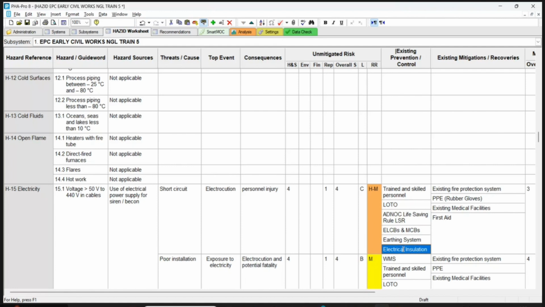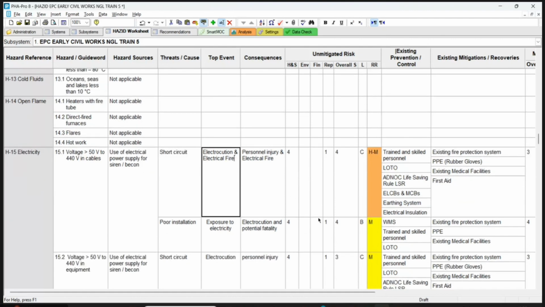Short circuit and consequence fire should be considered, right? Fire also, right? Fire. And electrical fire. This is correct. So this is okay.